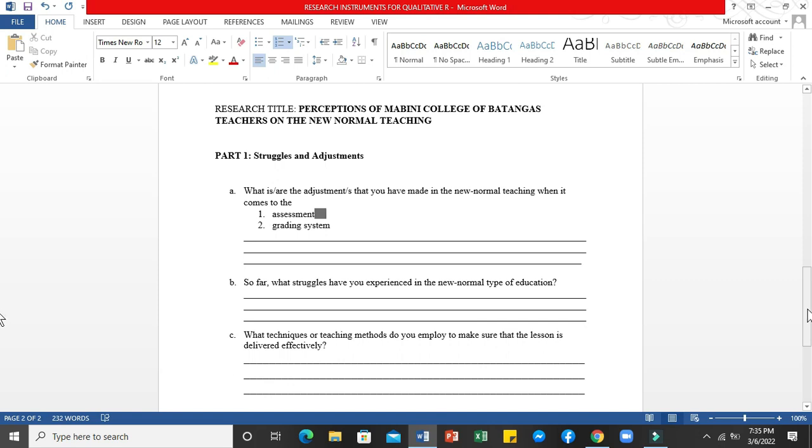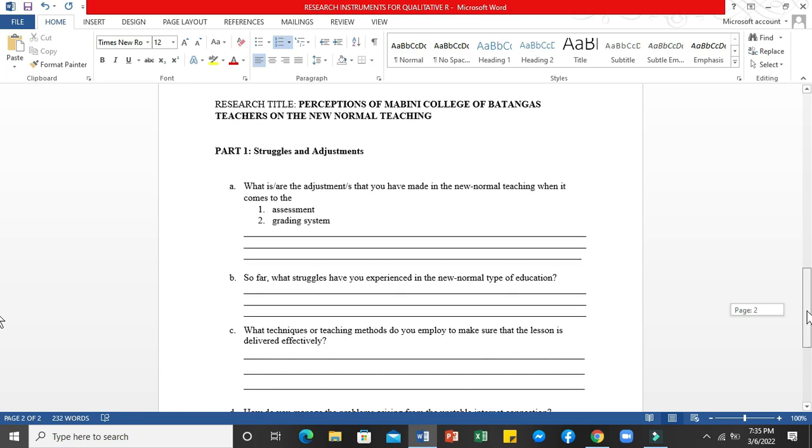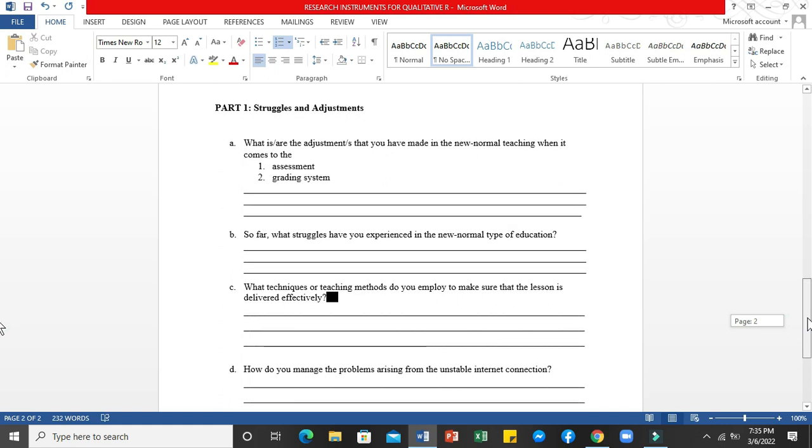And then, another question. So far, what struggles have you experienced in the new normal type of education? Yun din yung nasa research questions nila, what struggles have the teachers experienced, so in-address lang nila sa participants. Another one: what techniques or teaching methods do you employ to make sure that the lesson is delivered effectively?